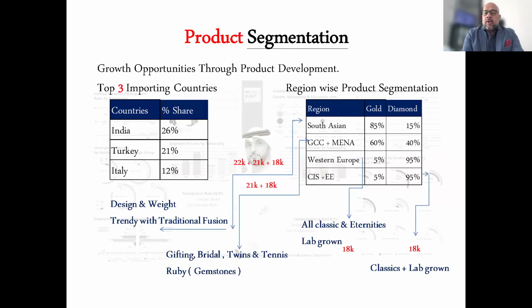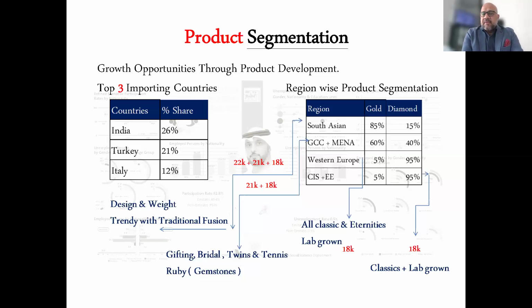Again, we have gone for a very holistic view about product segmentation, growth opportunities through product development. I know that all have their PD departments and they work hard on churning out a lot of PD designs every month. But let's look at this. Top three importing countries to UAE: India, Turkey, Italy, which was shown by Rashmi ji also. These are the numbers where India still dominates the import share.